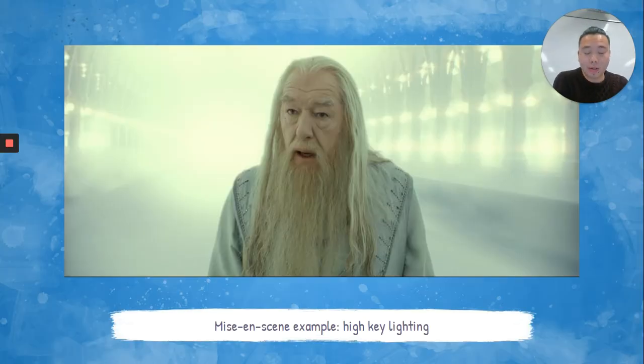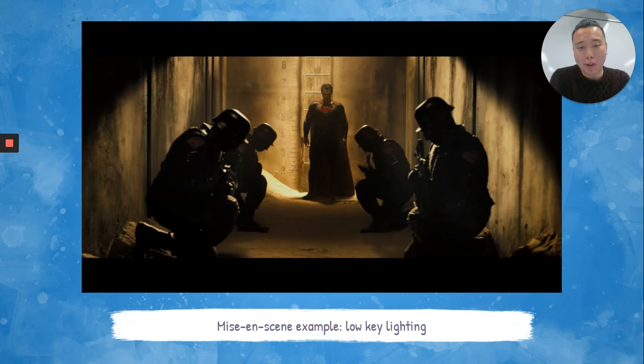So another example from Harry Potter, we've got Dumbledore here, and this is an example of high key lighting. Notice that there are very little shadows in this still. The color scheme is very much dominated by these bright white colors, and perhaps this connotes innocence or purity, and it almost makes Dumbledore seem like an angel in a way. So notice how high key lighting creates a very different mood compared to, say, low key lighting.